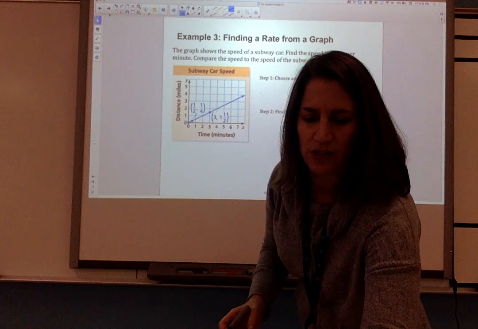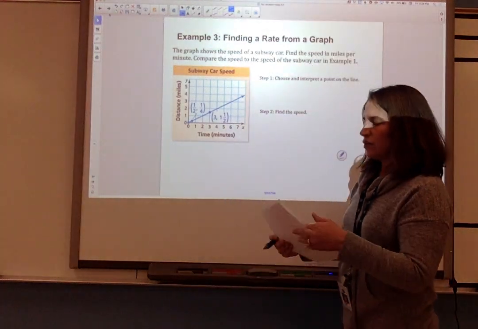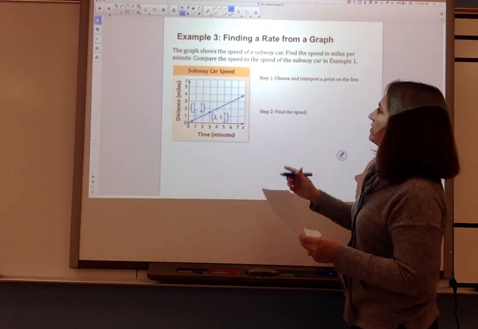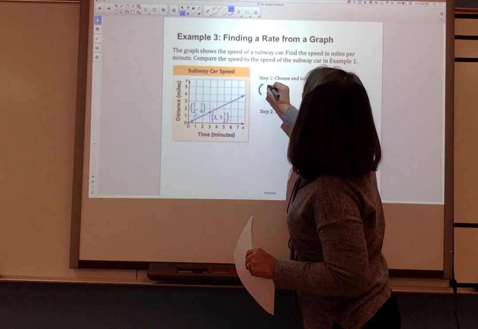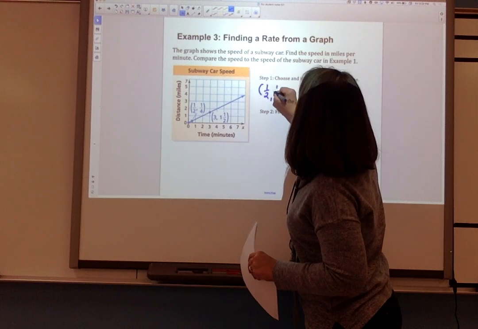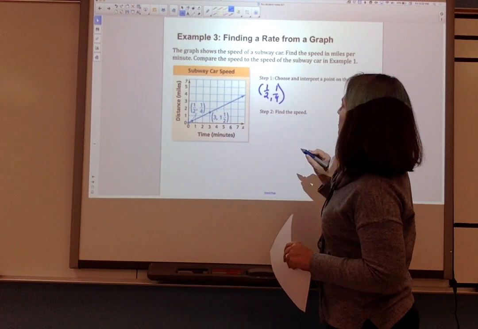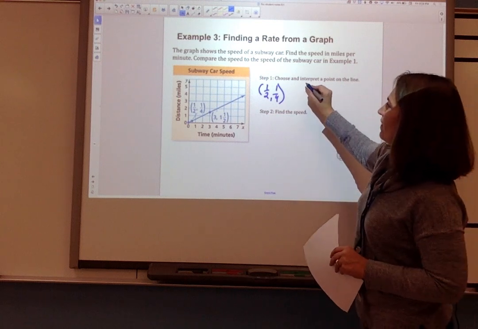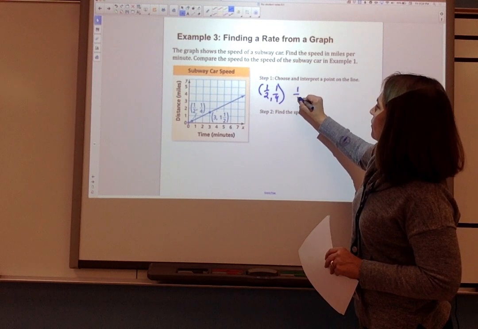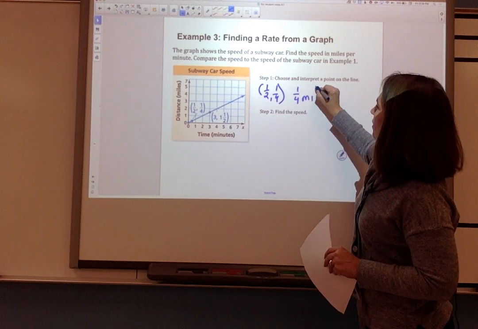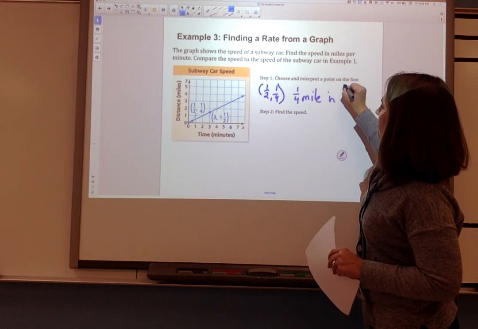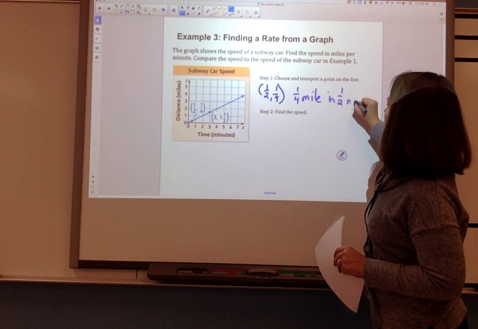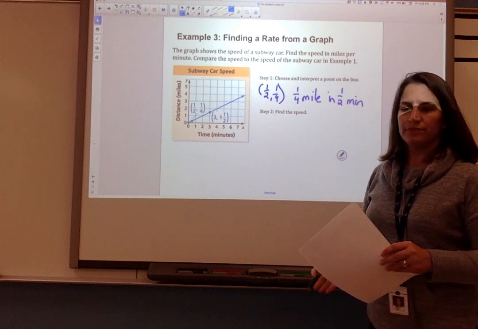So let's go ahead and just write that out first of all. So our point is going to be 1/2, 1/4. And we're going to interpret that as 1/4 of a mile in 1/2 of a minute.